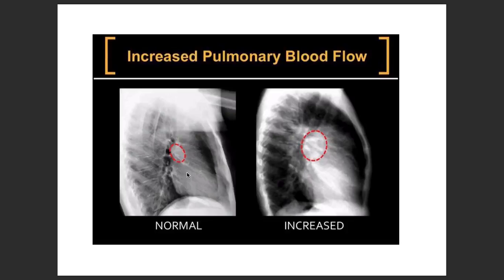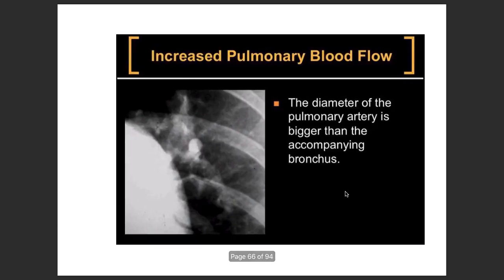So why I was telling you, for example, this is how the normal one is. There is good exposure, which we can see in this lateral film. But what happens over here is this is more whitish, right? Those blood vessels seem to be more whitish. This is what is more characteristic of the increased pulmonary blood flow, in fact. And the diameter of the pulmonary artery is, of course, bigger than the accompanying bronchus as well.